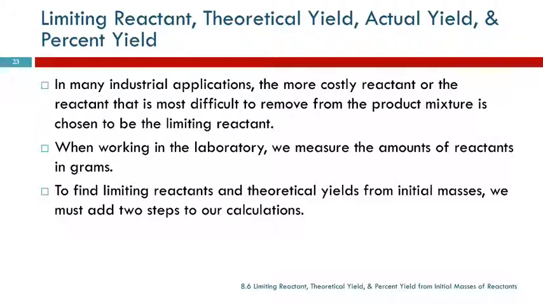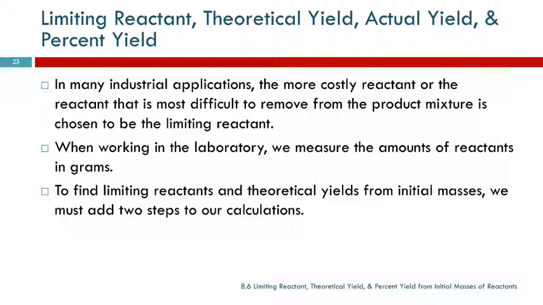In an industrial application where you're trying to make something to sell as a product, you want to make the most use of whatever the most expensive ingredient is, and then have extra of the cheaper ingredients left over. Or sometimes, you get a product and it's not just the product you're looking at, it's got some other stuff in it too, and so then you're going to choose your limiting reactant so that you don't have something in your product that's hard to get rid of.